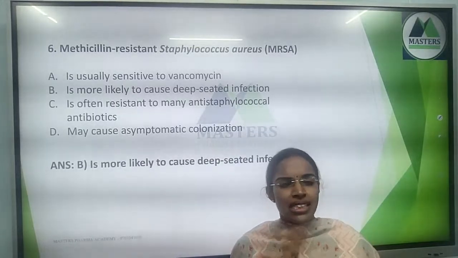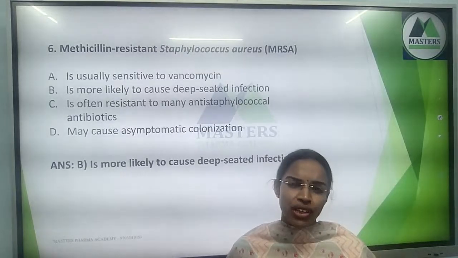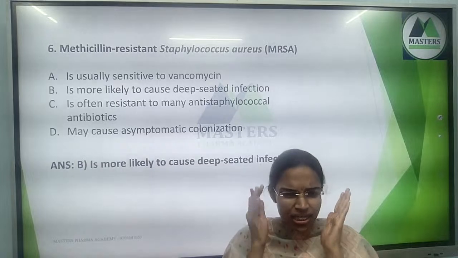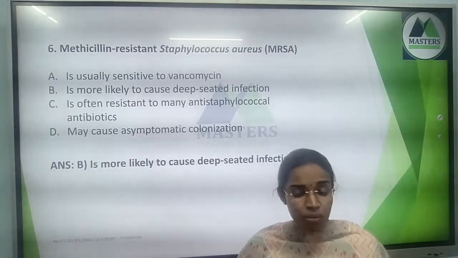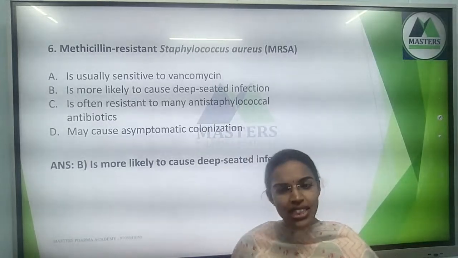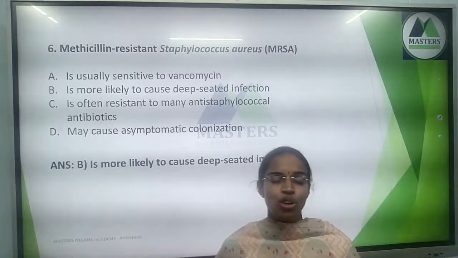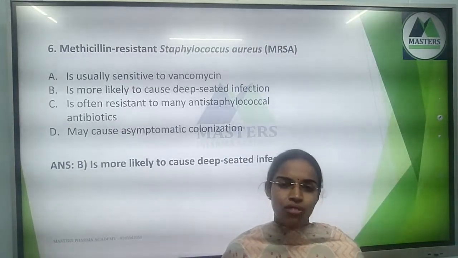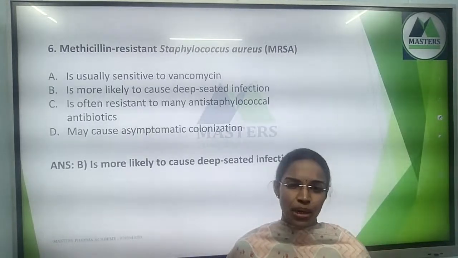Staph aureus infections are usually treated. The first choice of drug for treatment of Staph aureus is penicillins, like methicillin. Methicillin is the first choice for Staph aureus infections. But there are certain other substrains of Staphylococcus aureus which are still resistant to methicillin.